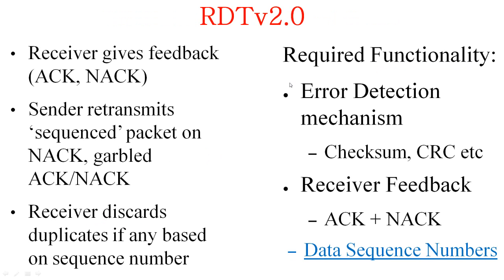So here is a summary of RDT version 2. The receiver provides feedback in the form of ACK and NAC. The sender retransmits a sequenced packet on a NAC or a garbled ACK or NAC. The receiver discards duplicates, if any, based on the sequence number, because it remembers the previous sequence number, and if it sees the same sequence number again, it knows it's a duplicate, and thereby it will discard it. So up till now, we saw that we need three mechanisms: error detection, receiver feedback, and data sequence numbers.